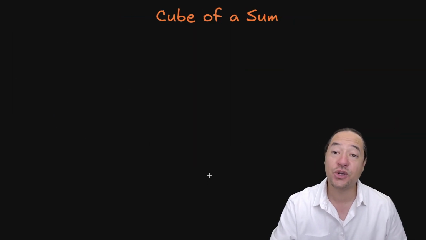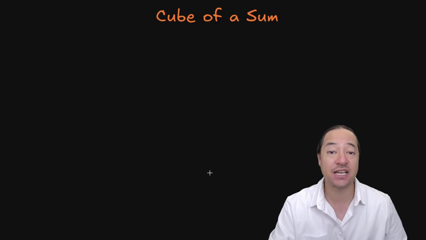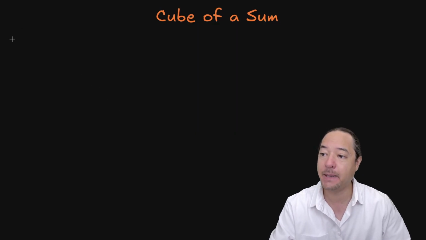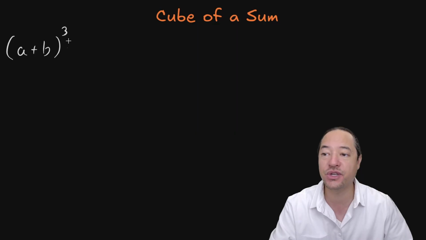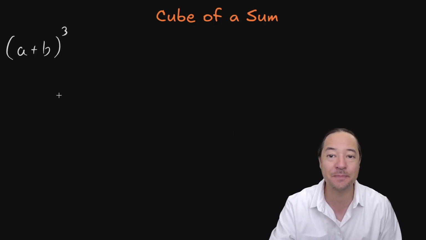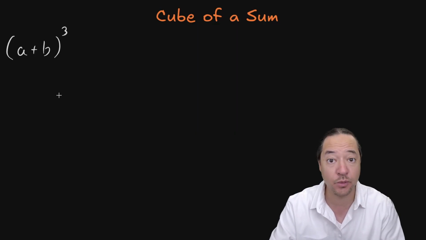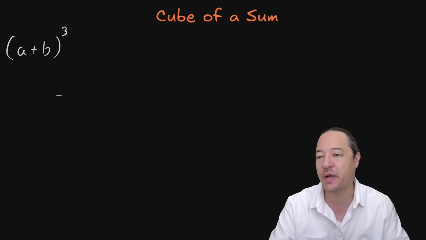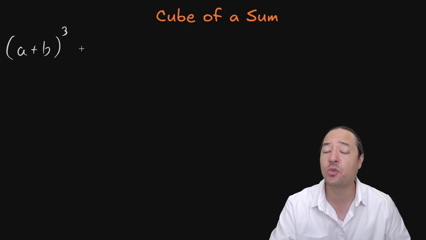All right, so now we're looking at the cube of a sum. What does that mean? We're going to have a binomial. Let's just say a plus b, and then we're going to cube it. Okay, so the cube of a sum instead of the square of a sum that we did earlier. So we're going to a higher power now. This is going to give us more terms when we cube this, but it's actually not too bad.